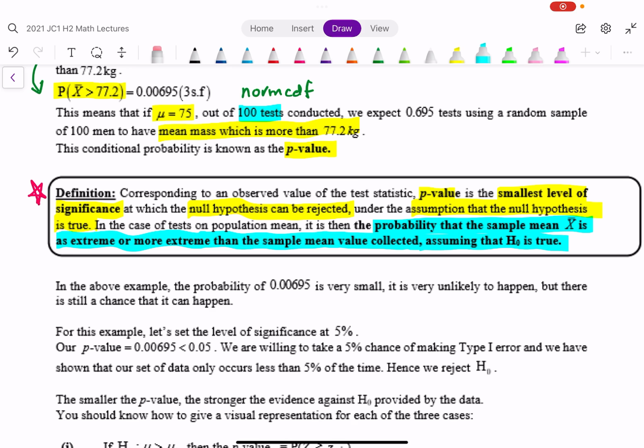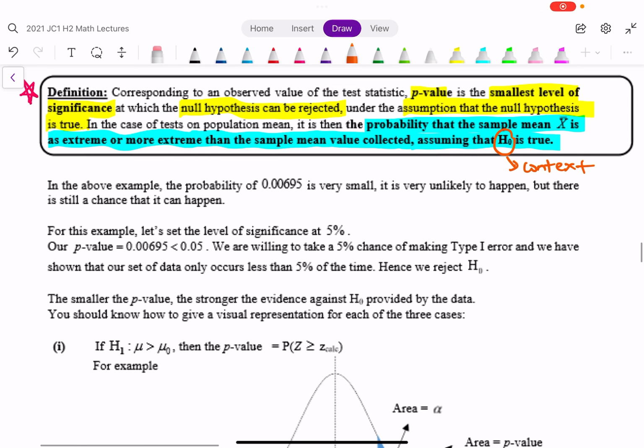Now, when you are regurgitating this, you need to make sure you answer according to the context of the question. So you see the H0 here, right? You should not write it as H0, but rather write it according to the context of the question. Using the p-value, we can actually come up with our test result. Let us see how we can do that.